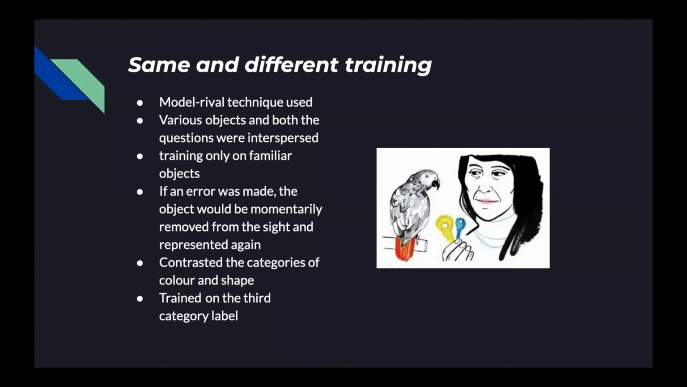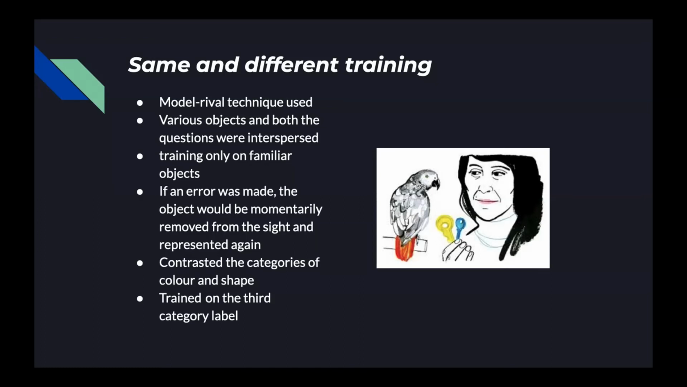Same and different training was also very similar to label acquisition. Why? Because the model-rival technique was used here as well. So how was it different here? The first human would present two objects to the second human and would ask what's same or what's different.